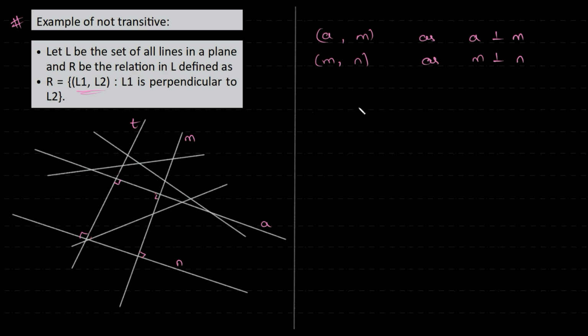So I have to check, is A perpendicular to N? Is this possible? What is it? Clearly not. A is parallel to N, right? No, the answer is clearly no, as A is parallel to N. This again can be explained with alternate interior angles being equal to 90 degrees.